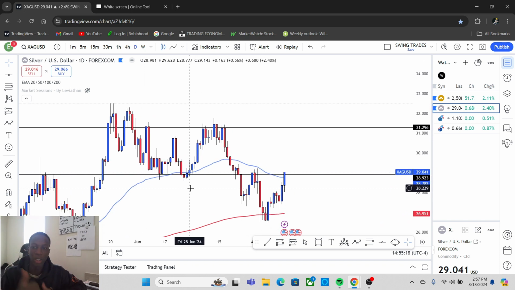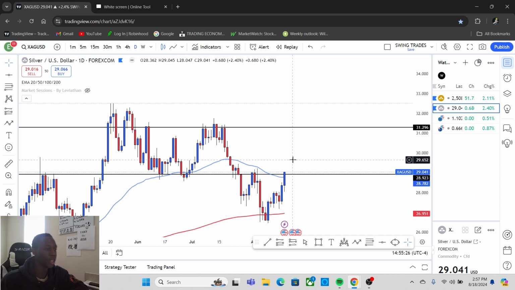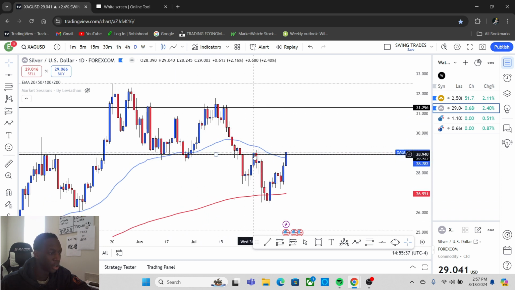Now, where does area of interest come in? An area of interest is literally support and resistance, where you're capturing an area of it. So this is how I would find an area of interest. I'll find my support and resistance. This is a support area, this is a good resistance area, and this is a good support area to use as resistance.